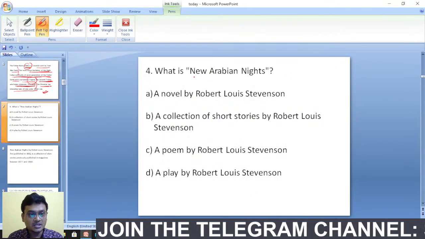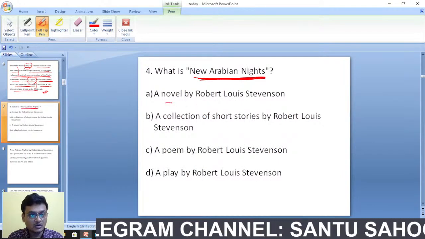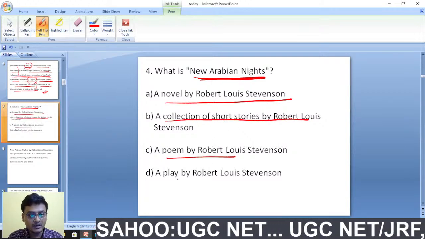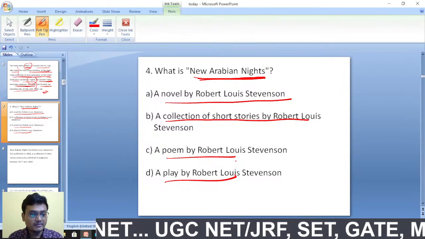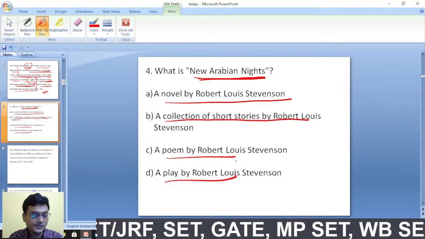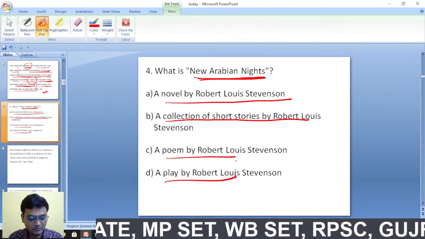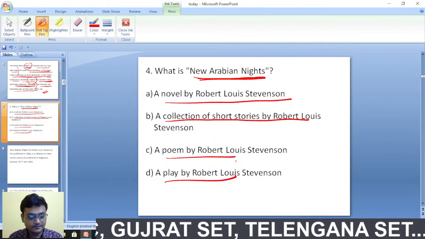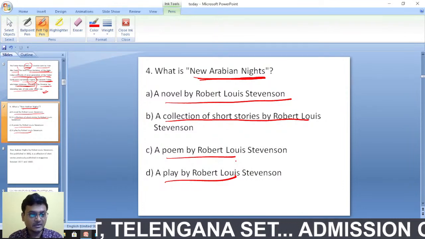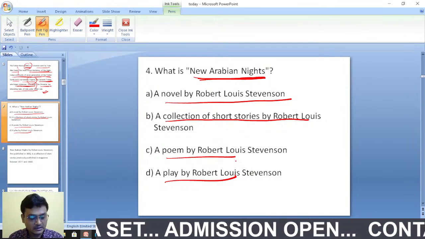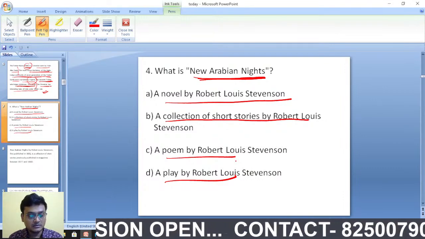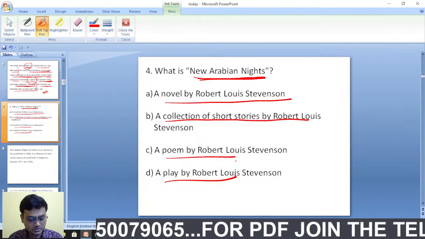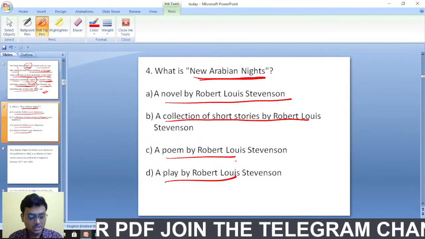What is New Arabian Nights? A novel by Robert Louis Stevenson, a collection of short stories by Robert Louis Stevenson, a poem or a play? New Arabian Nights. Apart from novels, Robert Louis Stevenson has also written some stories. New Arabian Nights. These are lesser known works. Sometimes the lesser known works are also asked in the examinations. That's why I have chosen some lesser known works. But it is also important. So, New Arabian Nights.